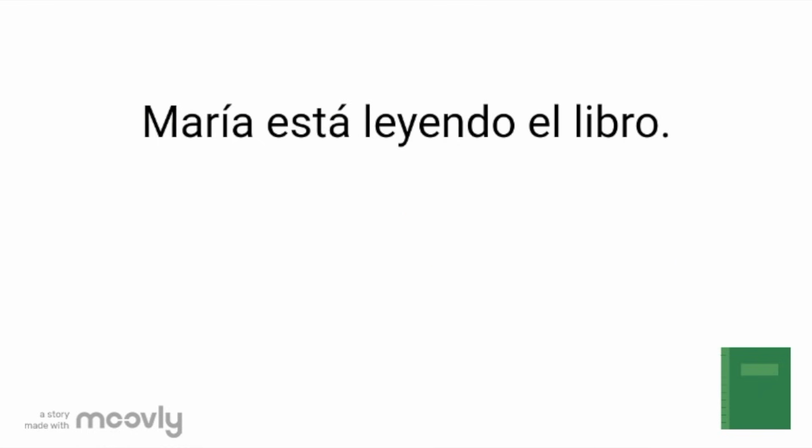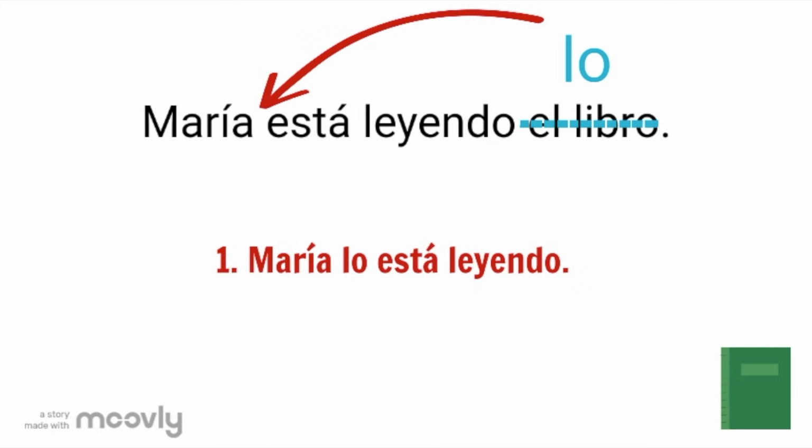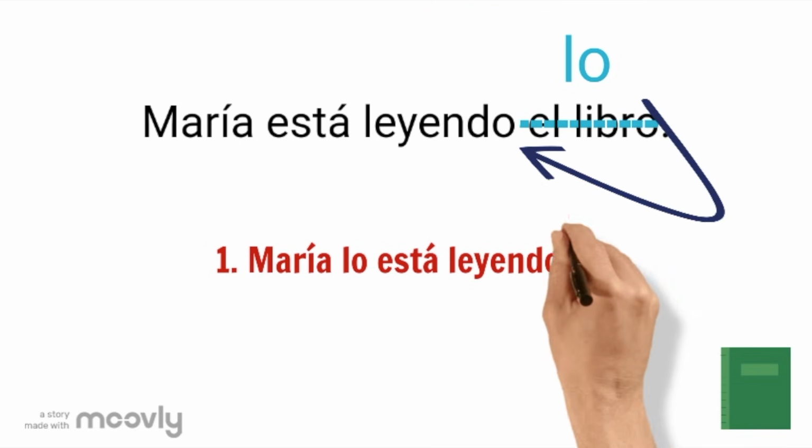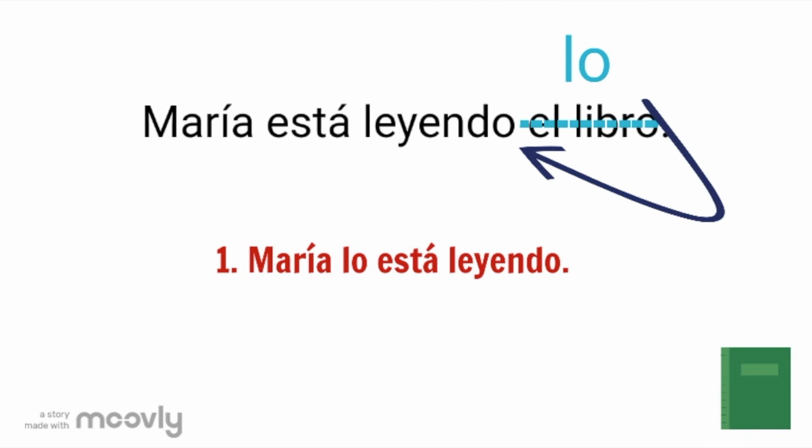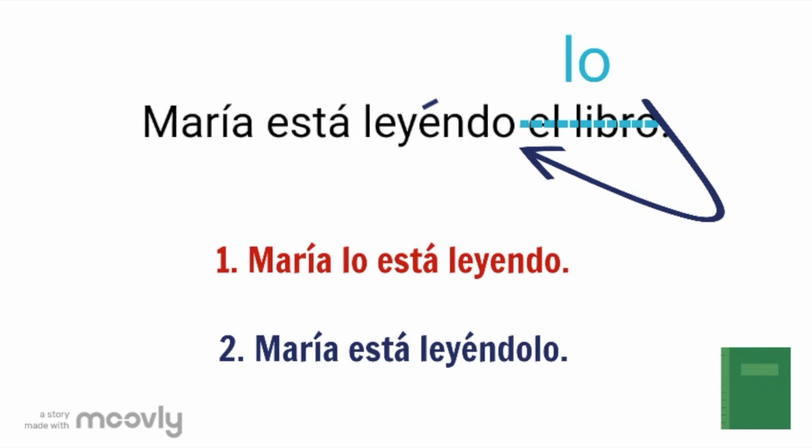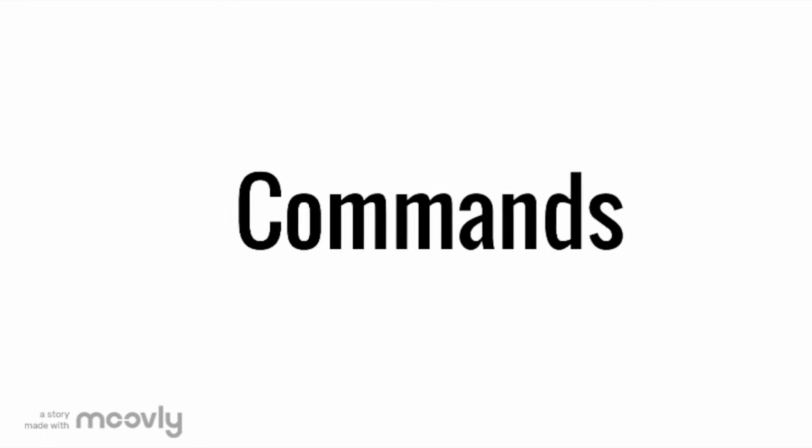María está leyendo el libro. El libro becomes lo, which can then be moved before the conjugated verb está or attached to the present participle, leyéndolo. Notice that if we take the second option, we add an accent to the second E in order to preserve the original pronunciation. Again, these both mean the same thing. Maria is reading it. So what about commands?